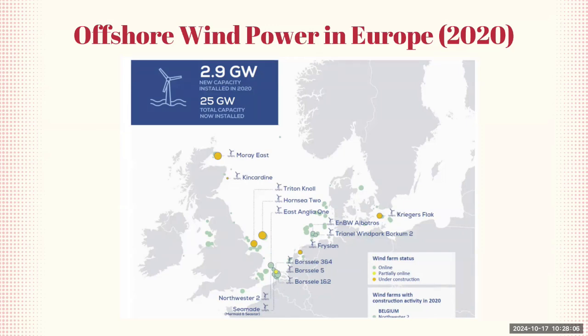The key projects include the Moray East and Kincardine off the coast of Scotland. We also have the Triton Knoll, Hornsea 2, and East Anglia 1 off the eastern coast of England. Several wind farms in the North Sea, including the Borssele projects and Fryslân in the Netherlands, as well as Krieger's Flak in Denmark. The map also highlights several offshore wind farms under construction, indicating that there's a rapid expansion and future potential of wind energy in Europe.